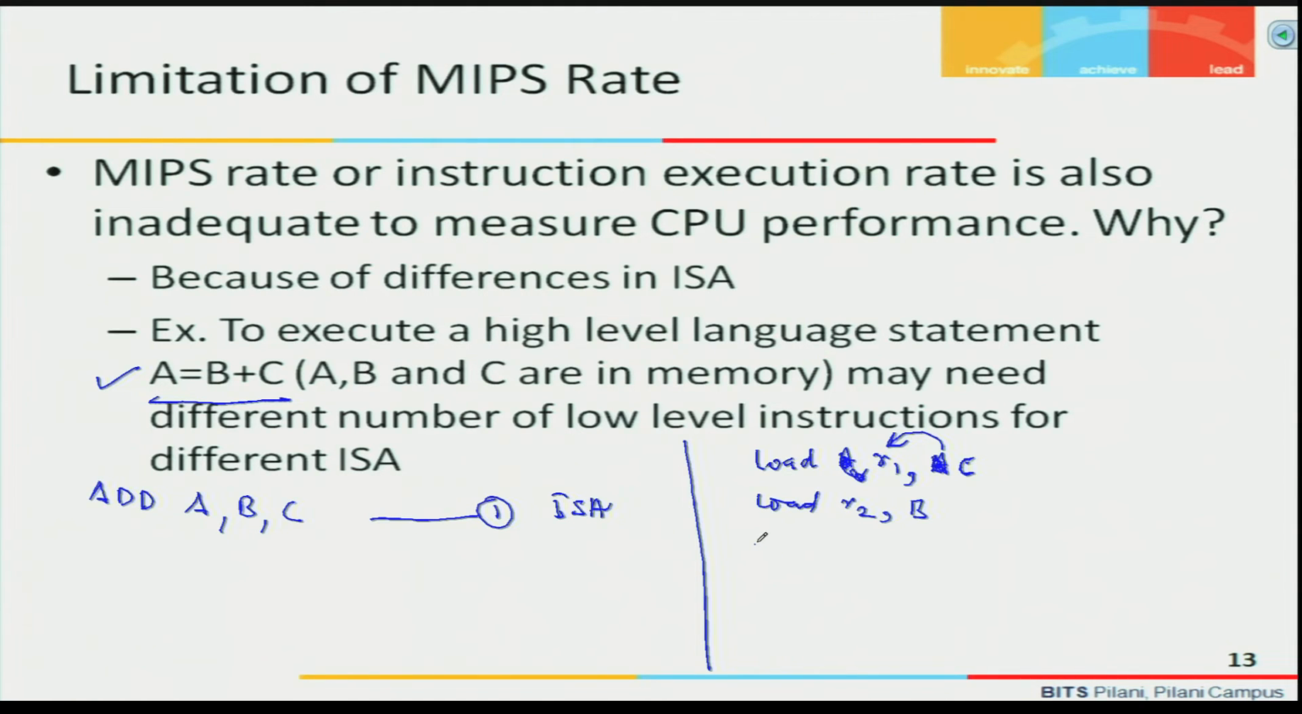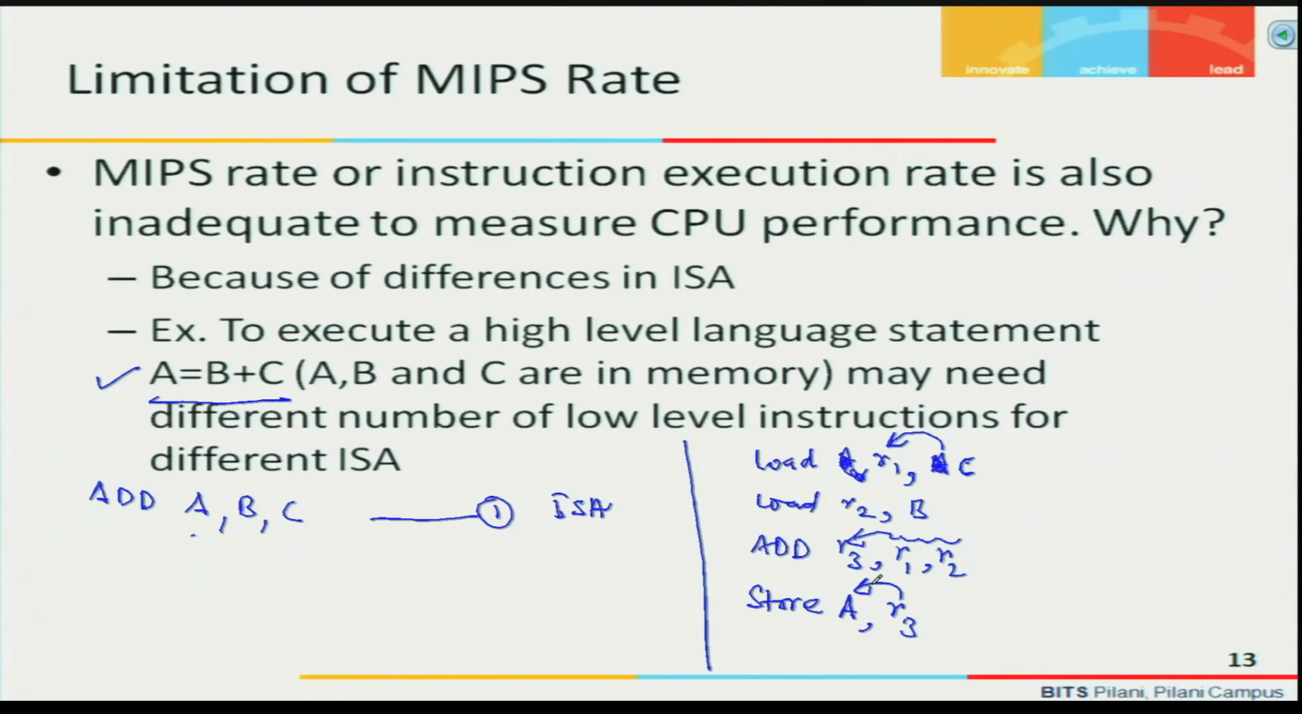Then the add instruction adds the contents of R1 and R2 and puts the result into the R3 register. Now R3 has the final value, and this has to be put into memory location A. For that I have to use the store instruction: store A, and the source is in R3. So the R3 contents will move into A. The same task is done by both the processors.